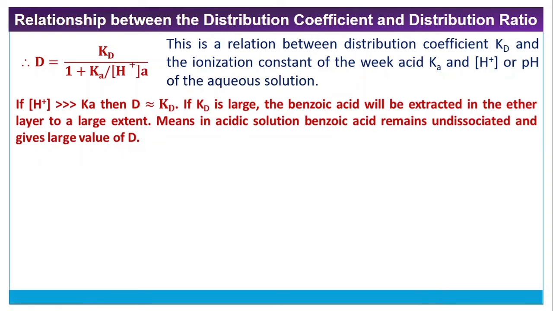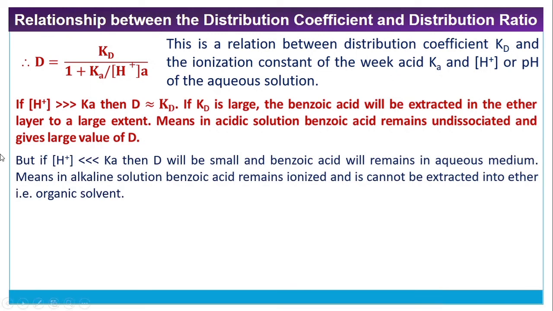distribution ratio. But if the H plus ion concentration is very small compared to the dissociation constant, then D will be very small, and benzoic acid will remain in the aqueous medium. This means that in alkaline solution, benzoic acid remains in ionized form, and it cannot be extracted into ether, that is, the organic solvent.